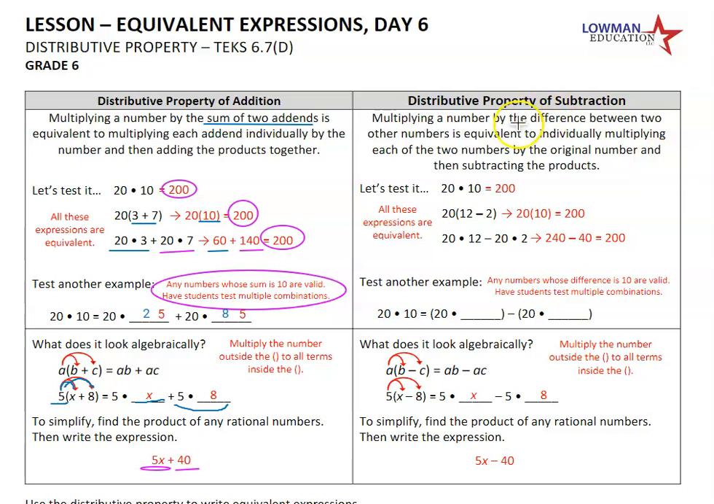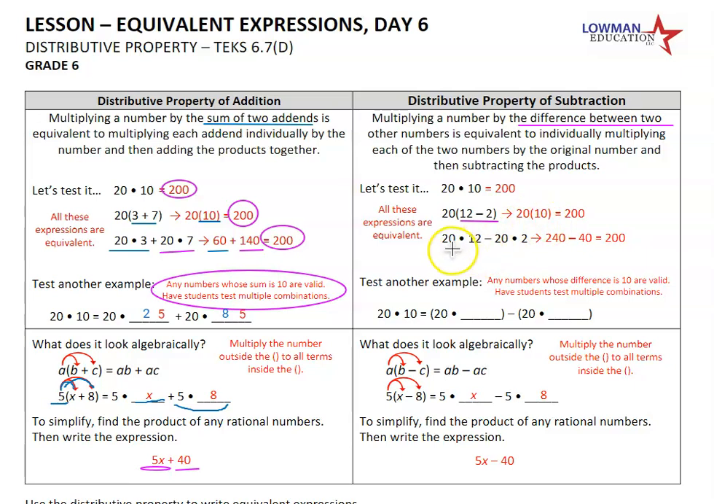Okay, now let's look at the distributive property with subtraction. When multiplying a number by the difference of two other numbers, that is equivalent to individually multiplying each of the two numbers by the original and subtracting the products. So, much like we started the first one, you know that 20 times 10 is going to give you 200. 20 times parentheses 12 subtract 2 will also give you 200 because 12 subtract 2 is 10.